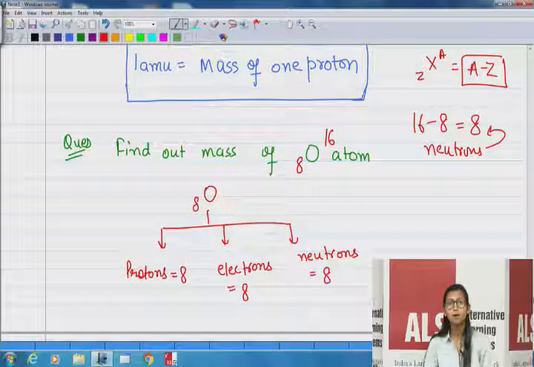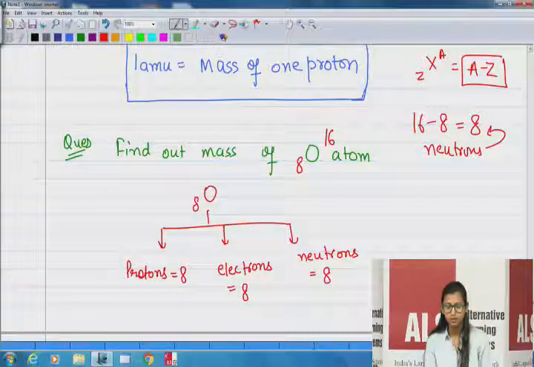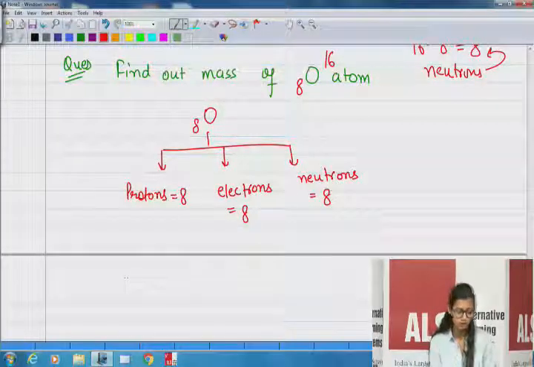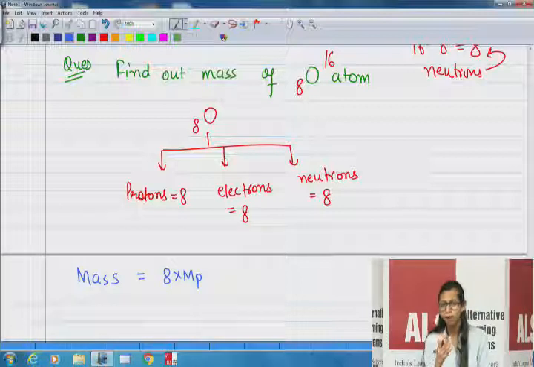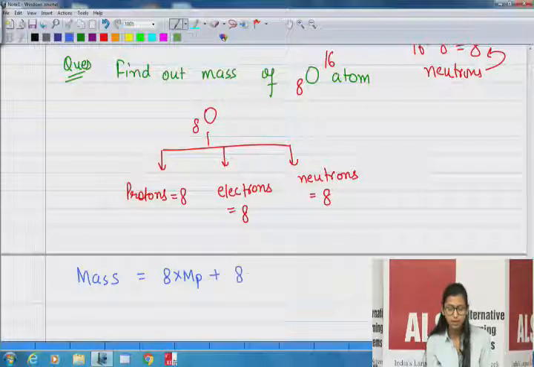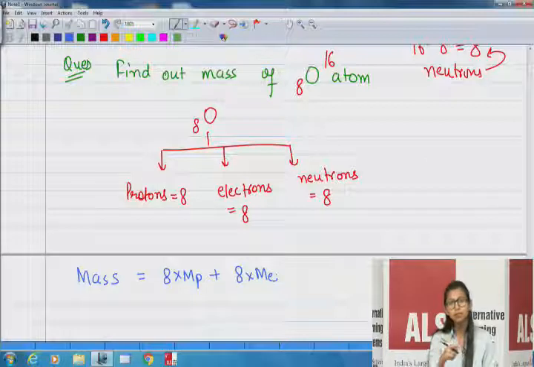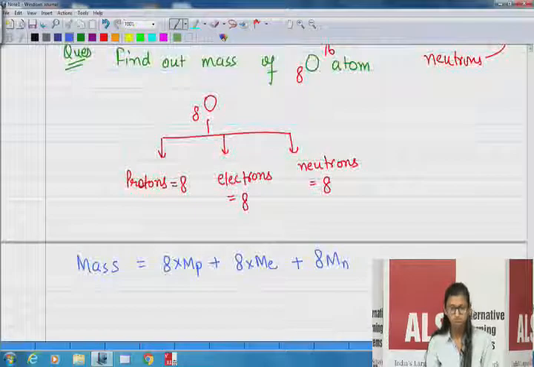Now can you people tell me the mass? You have to add them, no? If I have 8 protons, I know the mass of 1 proton, so 8 into the mass of proton. We have already written the mass of the one thing. Look at the screen, everyone. If I want the mass completely, what can I write? Can I write 8 into MP? MP I am denoting just by the mass of the proton. I know the mass of a single proton, so 8 into MP, plus, can I write 8 into me? This is the mass of electron. Can I write 8 into mn? This is the mass of the neutron. You are getting me?